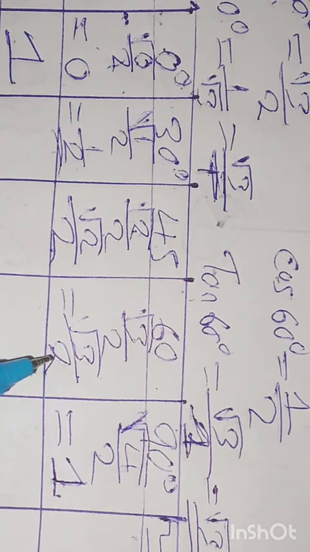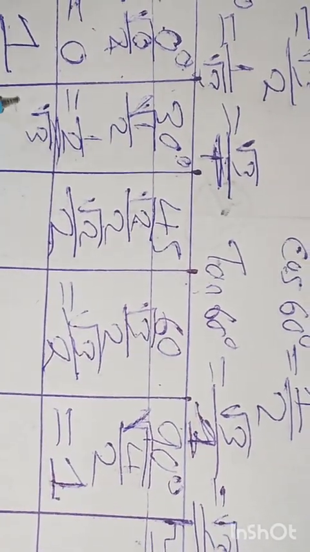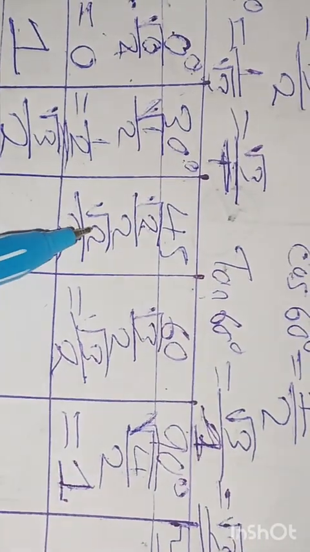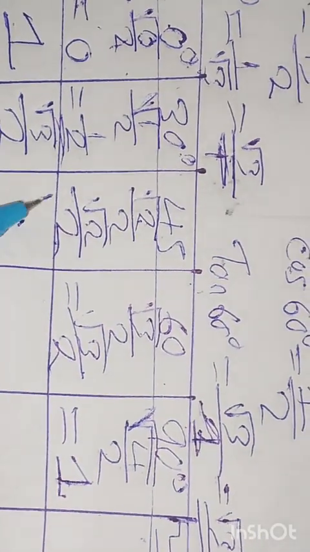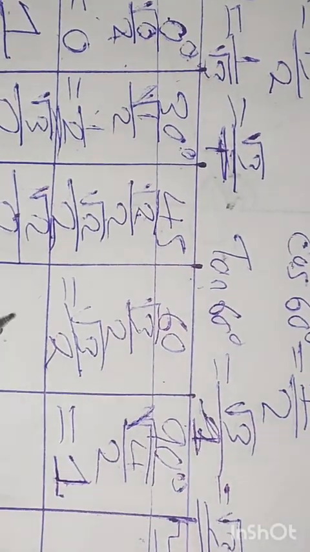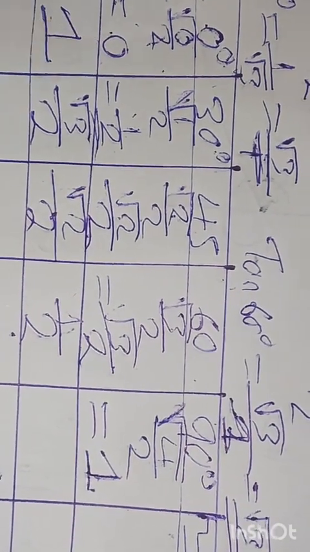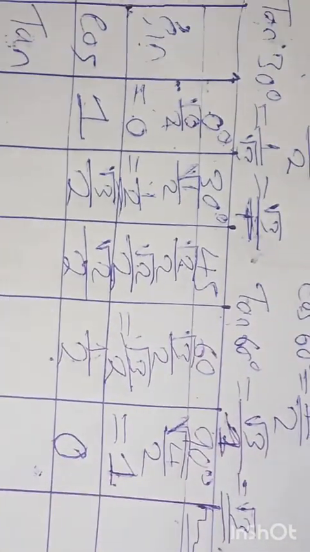Then we go to 30. At 30 for cos we have root of 3 over 2. Then here it's just the same thing, root of 2 over 2. Then this will swap again, 1 over 2. That's why cos 60 is equal to 1 over 2 and sine 30 is equal to 1 over 2. So then we go now here. Here it gives us a 0. That's why cos at 90 degrees is 0.